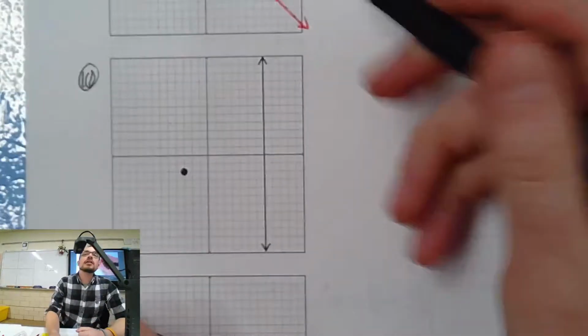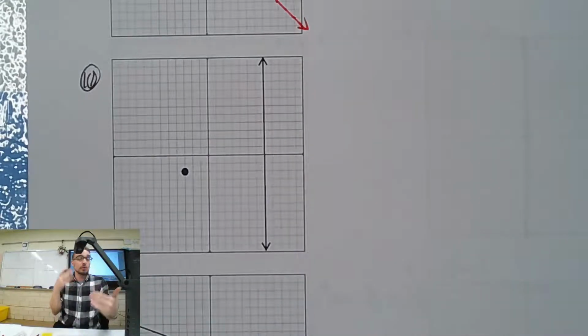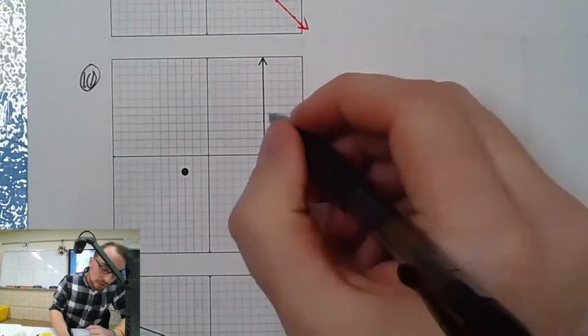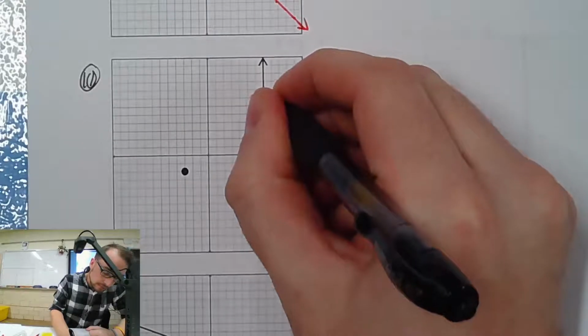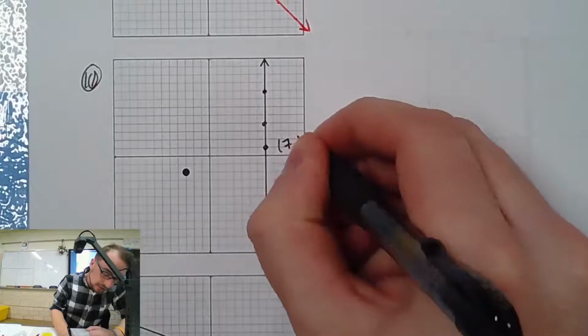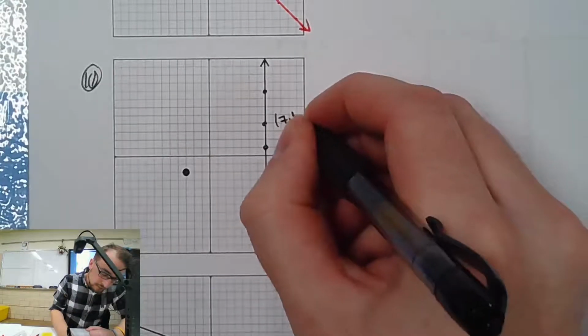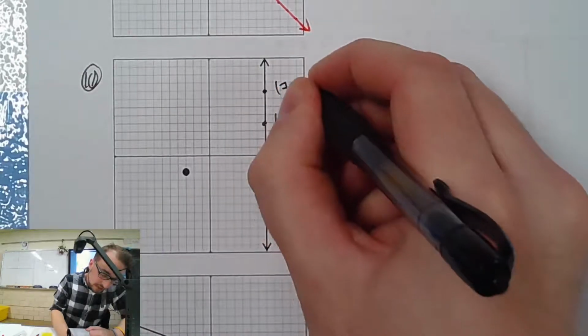A line is a collection of all the points that fit a certain rule, a relationship between x and y. So let's see what these points have in common. I'm going to pick a bunch of random points. Looks like they all have 7 comma something in common. So 7 comma 1, 7 comma 4, there. That looks like 7 comma 8.